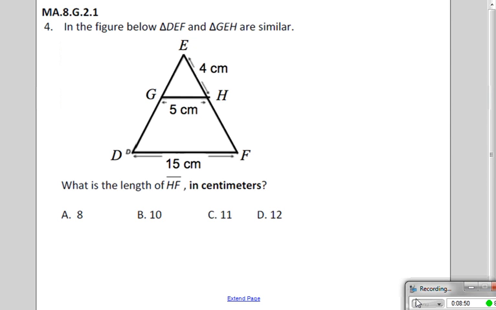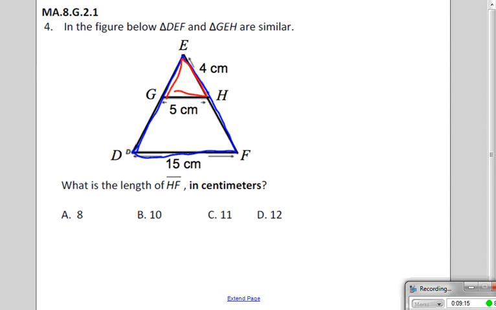Number 4 is one that is relatively simple once you know what you're doing, but it can throw you off if you're not paying very close attention. So it says that these two triangles are similar. Great. So triangle DEF, which is going to be the triangle out here, D to E to F, and triangle GEH, are similar.